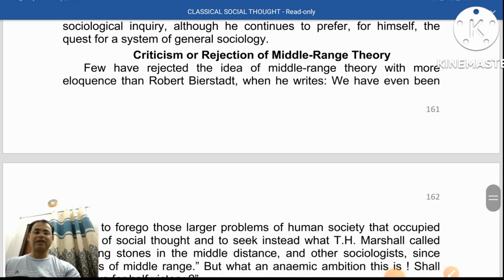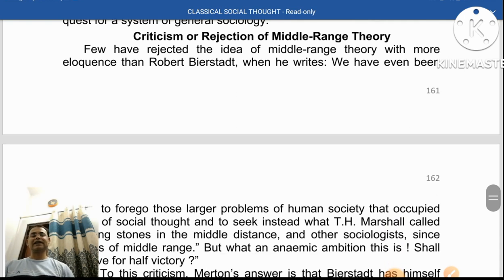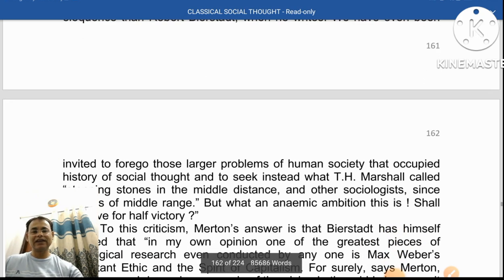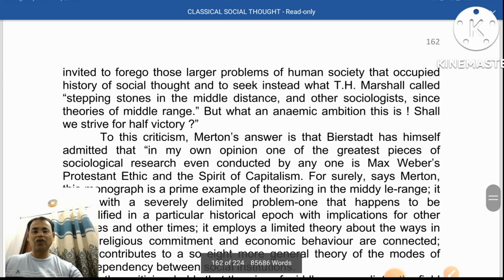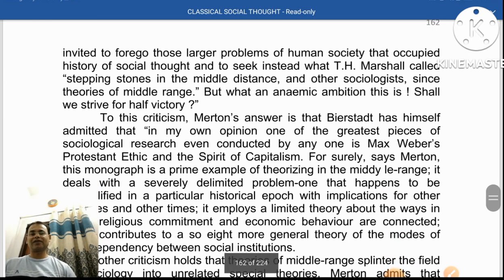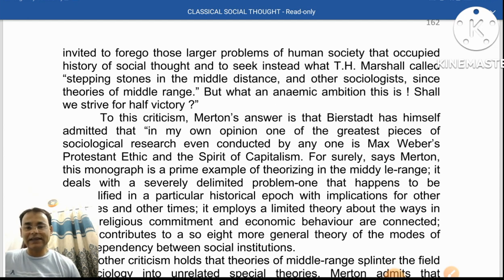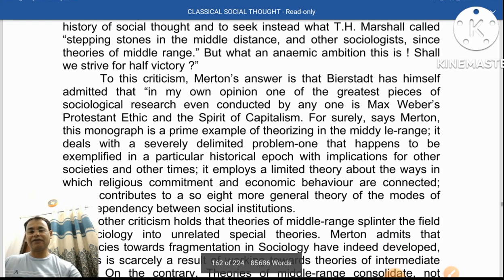Criticism or rejection of middle-range theory. Few have rejected the idea of middle-range theory with more eloquence than Robert Bierstedt when he writes, "We have even been invited to forgo those large problems of human society that occupied the history of social thought and seek instead what T.H. Marshall called a stepping stone in the middle distance. And other sociologists, sing theories of middle range, but what an anemic ambition this is. Shall we strive for half victory?"